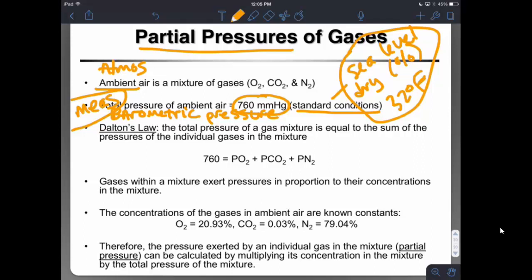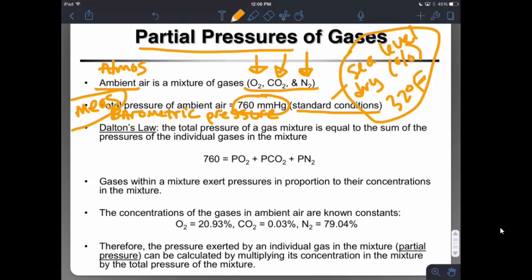Now, the atmosphere is made up of a mixture of gases. Usually when we say air, people are thinking oxygen. And yes, there is oxygen in our air, but there's also CO2 in our air, and there's also nitrogen in our air. So this atmospheric air is made up of a mixture of gases, 3 primary gases, and the total pressure of this atmospheric air under standard conditions is 760 millimeters of mercury.